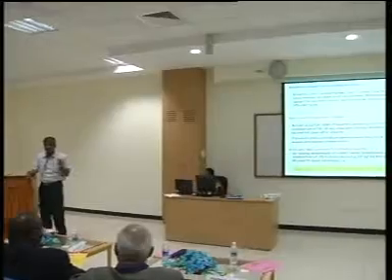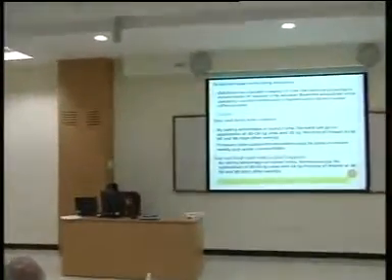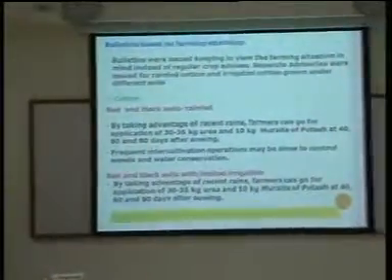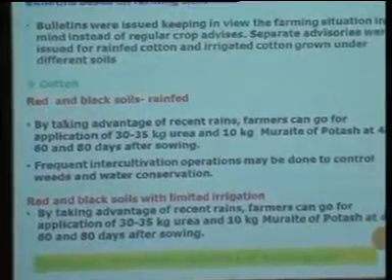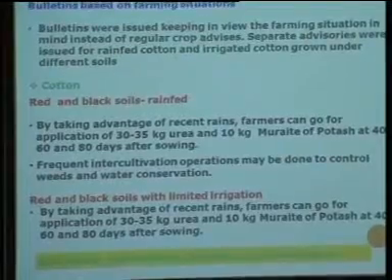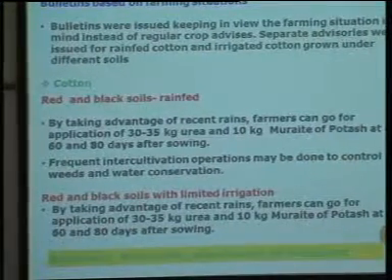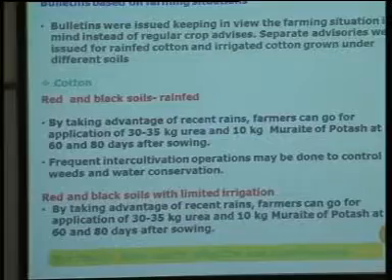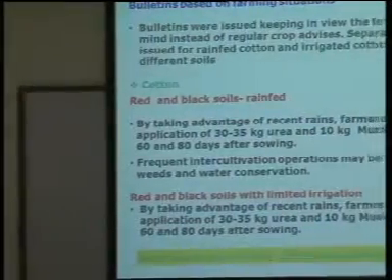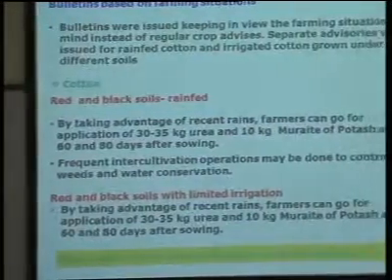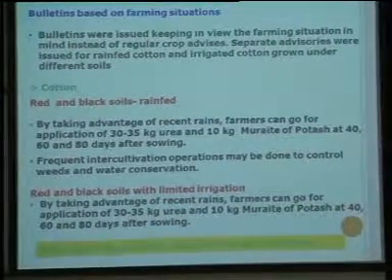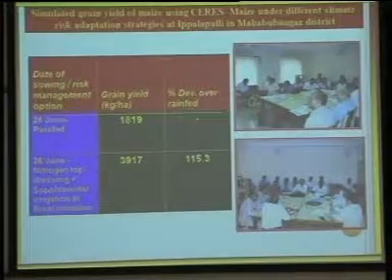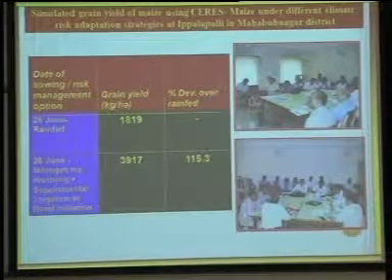One is farming situation based advice, which we are preparing from this season, and you see the difference between red and black soils rainfed, and red and black soils with limited irrigation. The advisory changes, and this kind of information is possible only through the crop simulation models. If you run the model, taking into account soil, irrigation and rainfall, you will be able to get the correct advice. Next.